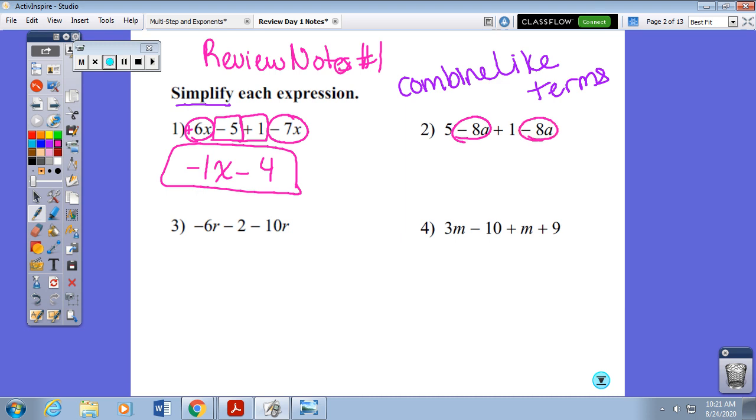Circle our negative 8a's. I'm going to box off my numbers. That's a plus 5. So negative 8a minus 8a or negative 8a plus negative 8a. Negative 8, negative 8. Make a negative 16a. Positive 5 plus 1 gives you plus 6. You notice there's no equal sign here. We're not solving for the letter. We are just combining like terms. Okay, there's a couple examples for you. We're going to skip these 2.